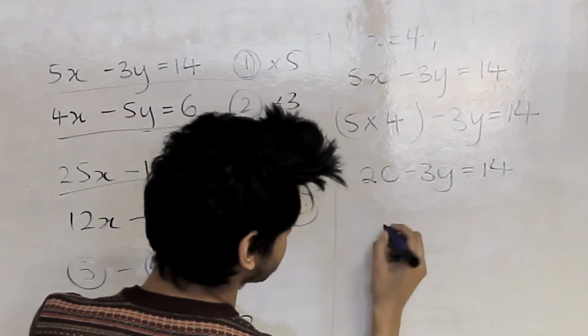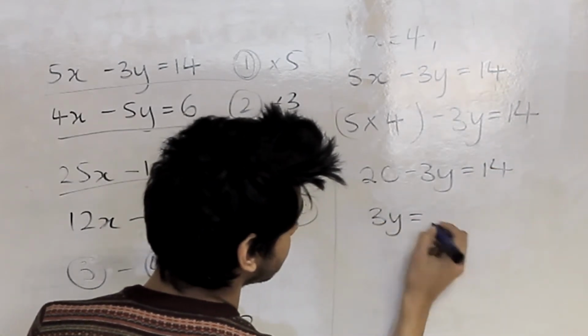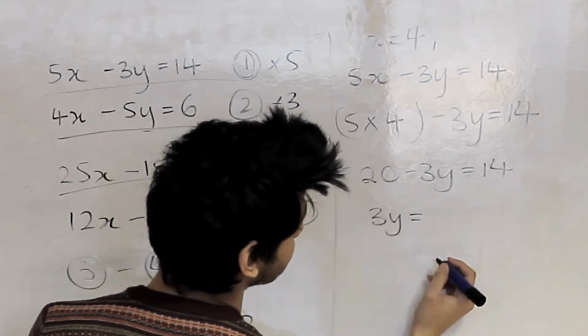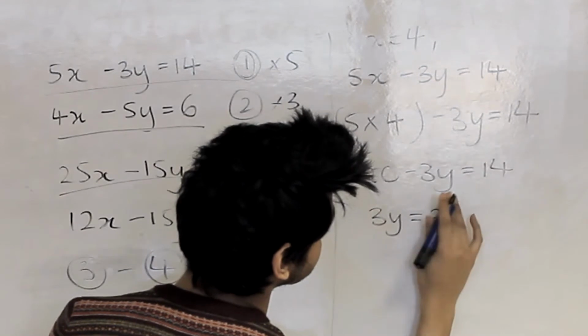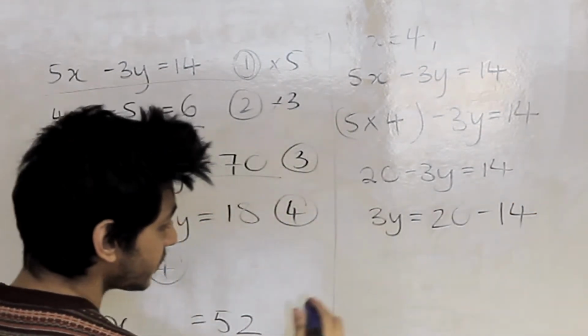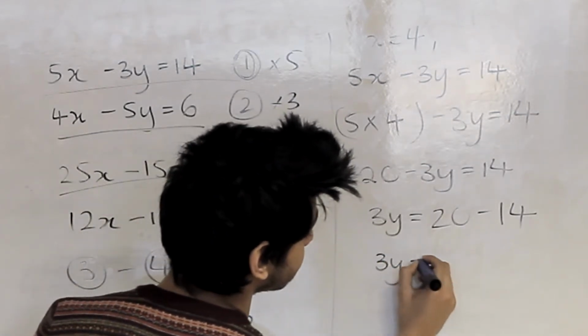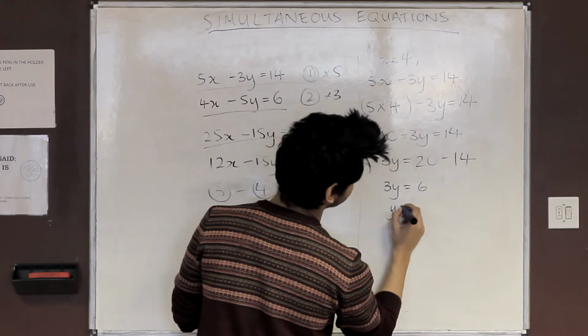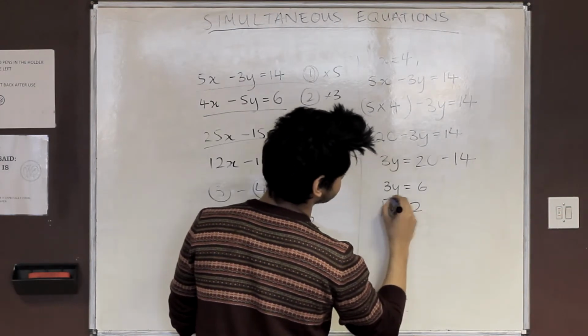We're going to rearrange this to get 3y equals, if the 3y goes to the other side, it will become positive. If 14 comes to the other side, it will become minus. So it's going to be 20 minus 14. This gives us 3y equals 20 minus 14, which is simply 6. And y would simply become 2.